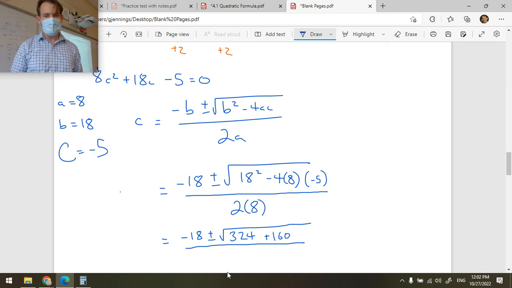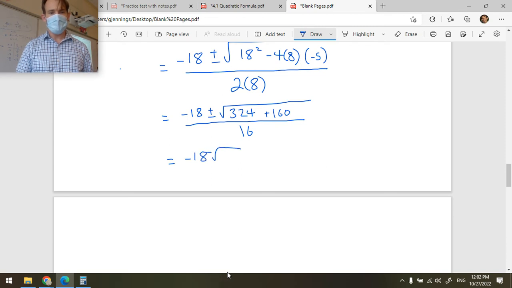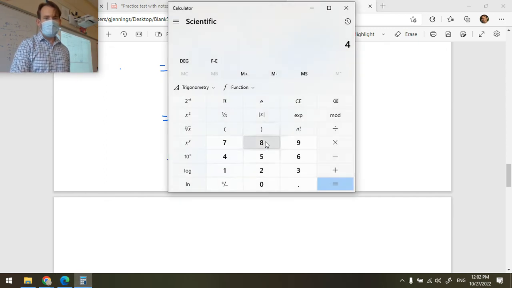All divided by 16. I encourage you to do as much of it as possible in your head, but to check with a calculator. 324 plus 160 will give 484. So this is equal to negative 18 plus or minus the square root of 484 over 16. Oh, the square root of 484, I know what that is. It's 22 squared. Let's check. 484, take the square root. Oh, it's 22. Yeah, that's right.